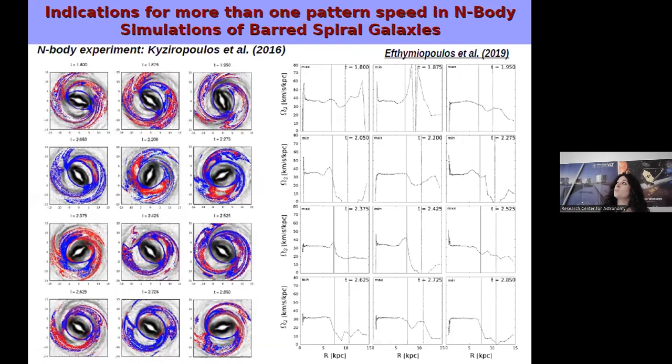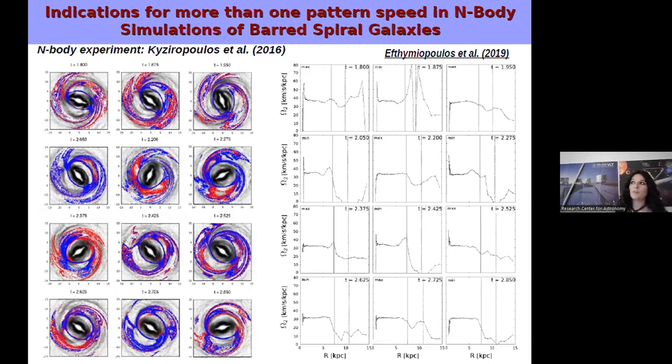There was research from Efthymiopoulos and his collaborators in 2019. The N-body experiment of Kizeropoulos in 2016 was used, a self-consistent N-body simulation of a barred spiral galaxy, and the manifolds in this case were produced for different snapshots of the simulation. Here, the manifolds have been positioned over the snapshots of the N-body simulation, but these manifolds were produced with the assumption of a single pattern speed. But we still can see that they support well the structures of the N-body simulation.